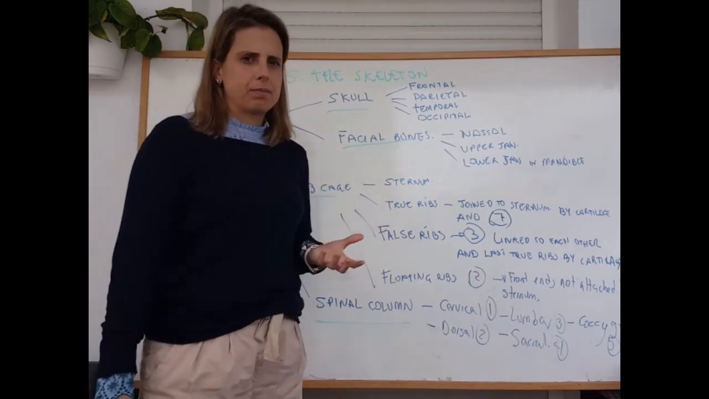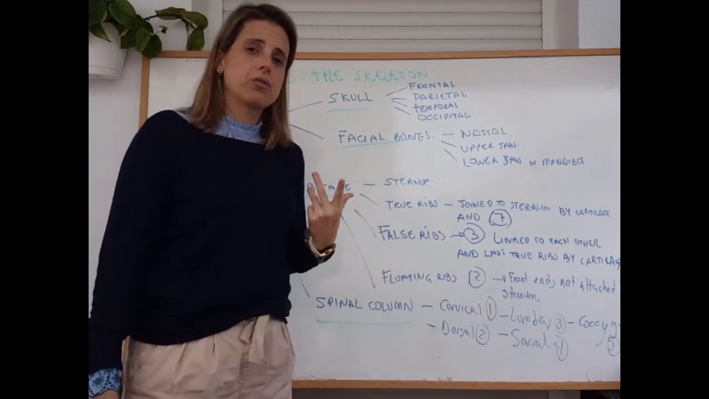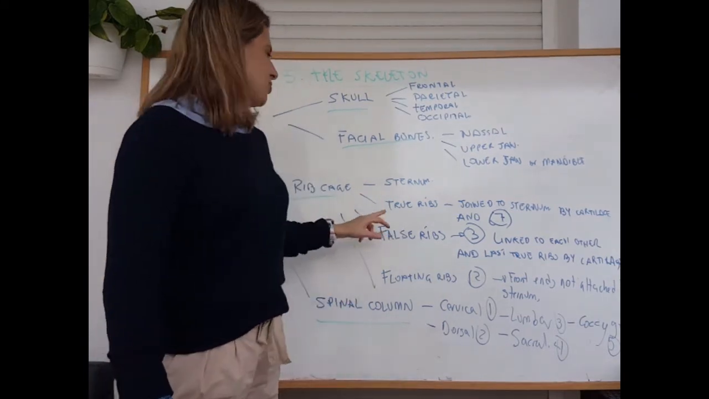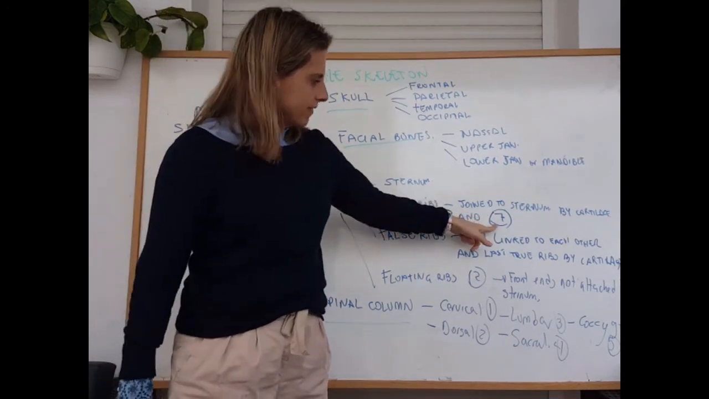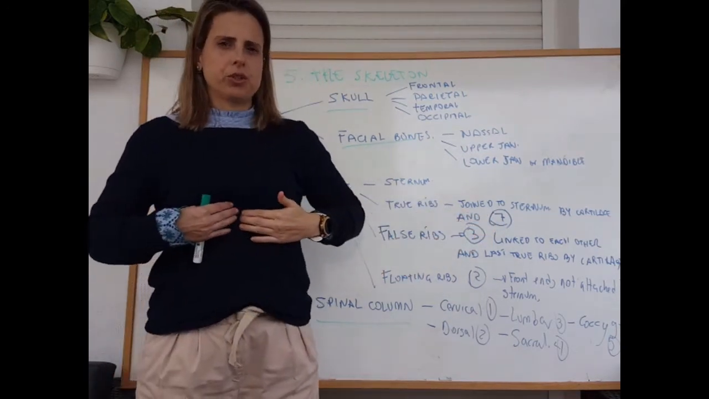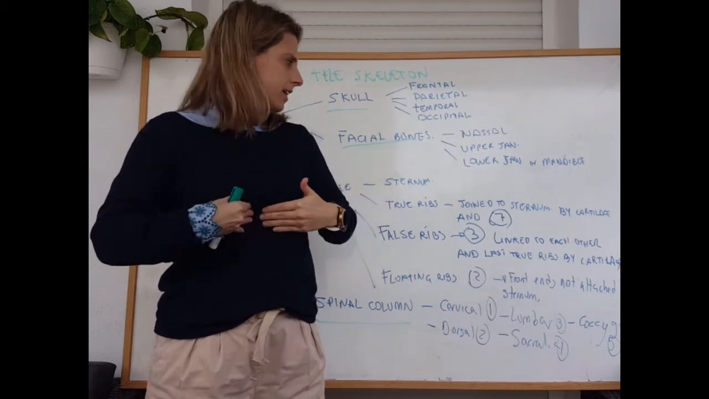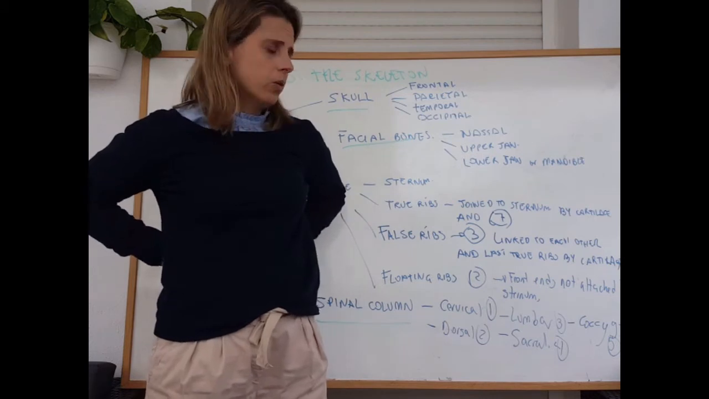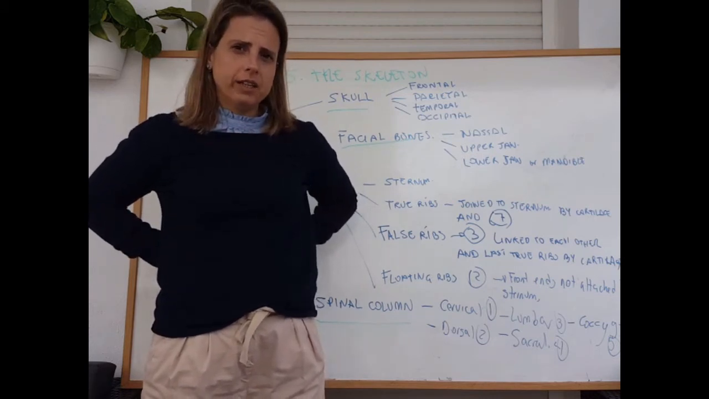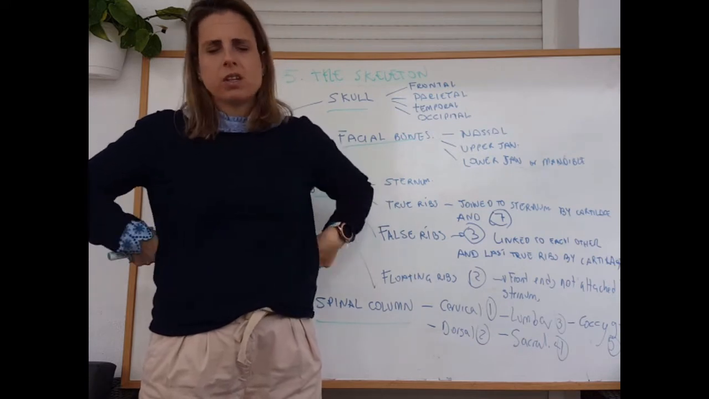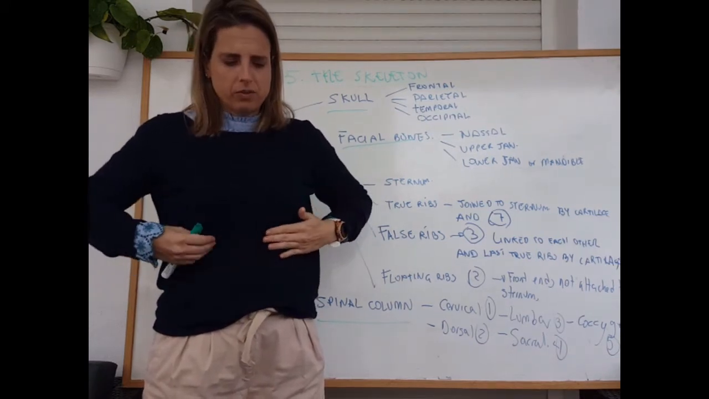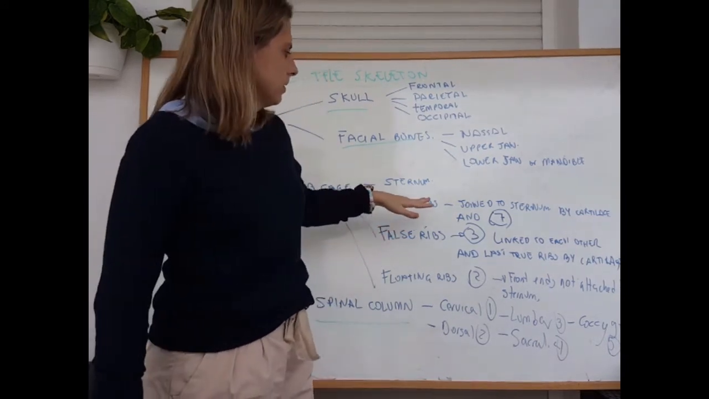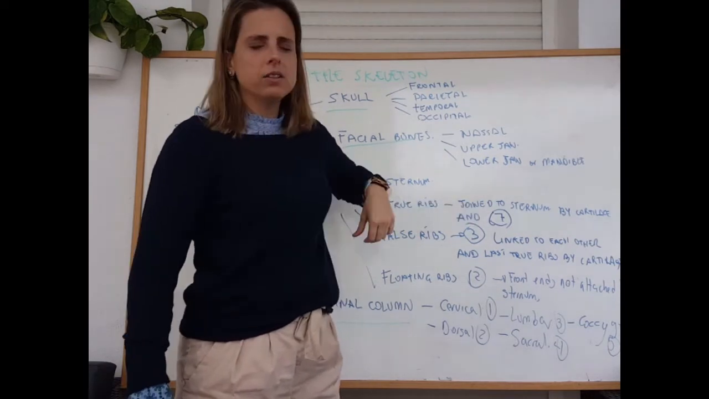Then we have ribs, but we are going to divide ribs in 3 different types: true, false, and floating ribs. True, why? Because they are 7, and they are going to be joined to the sternum. They are the upper ones, and they are going to be joined to the sternum by cartilage, and they are going to be joined also to the spinal column. Okay, so they are joined to bone both ways, at the front and at the back. Okay, so true ribs are joined to the sternum and to the spinal column.